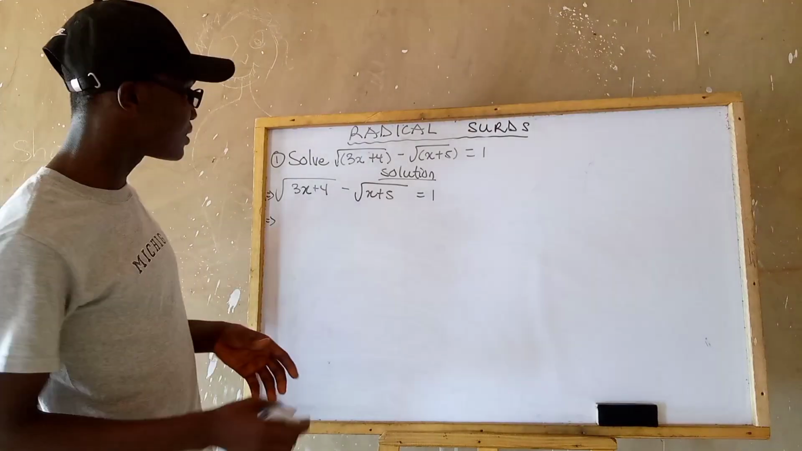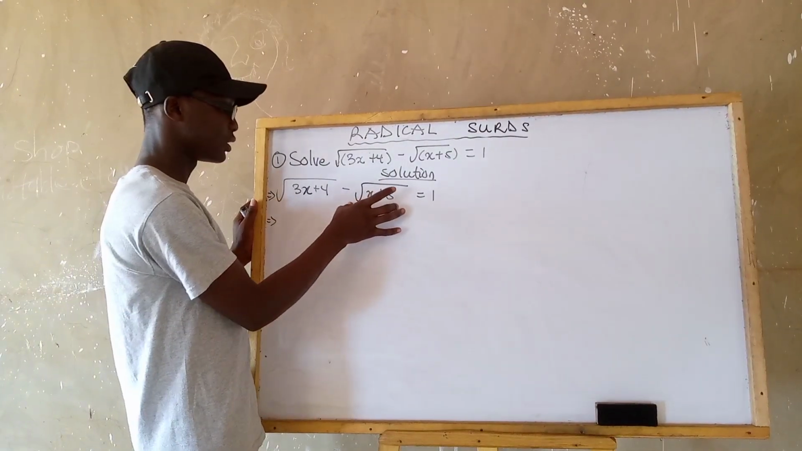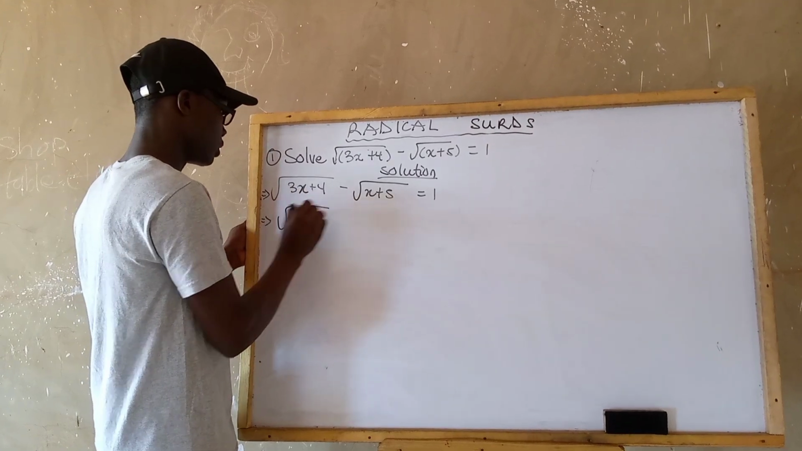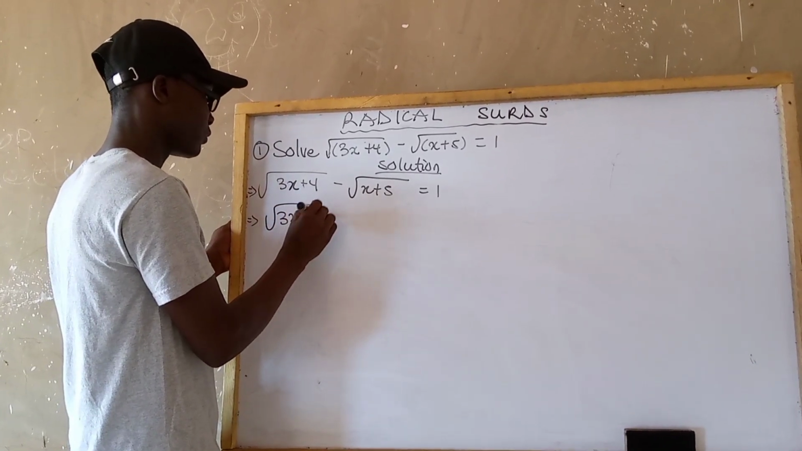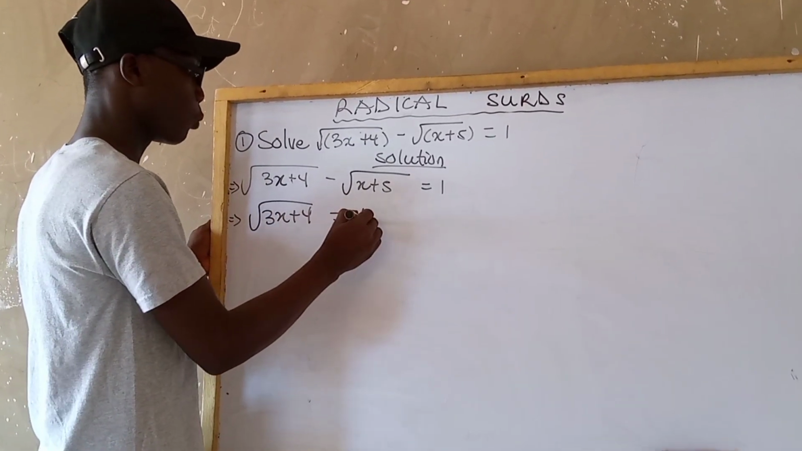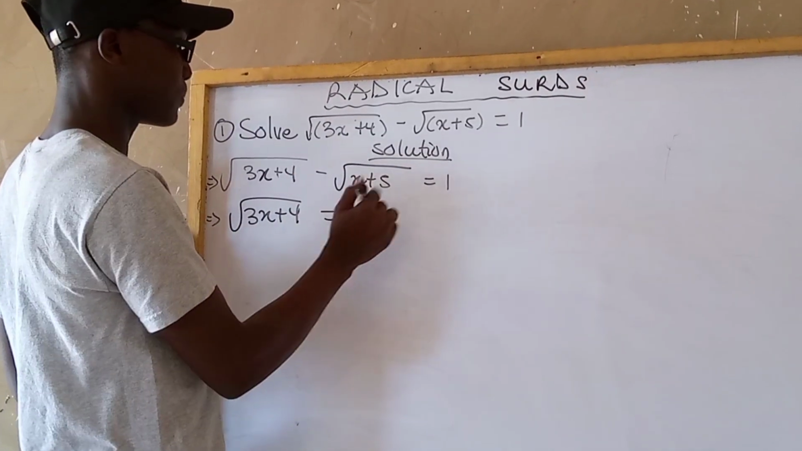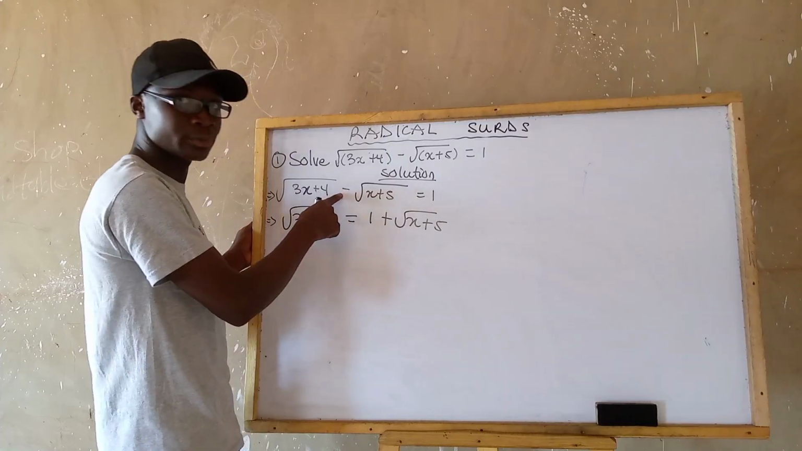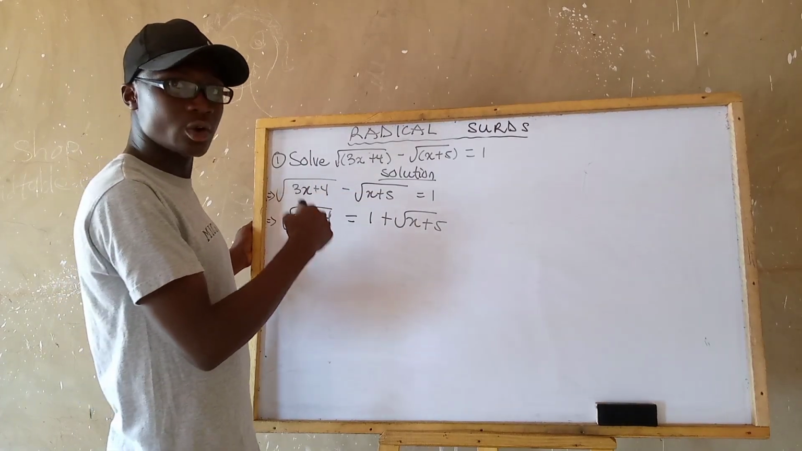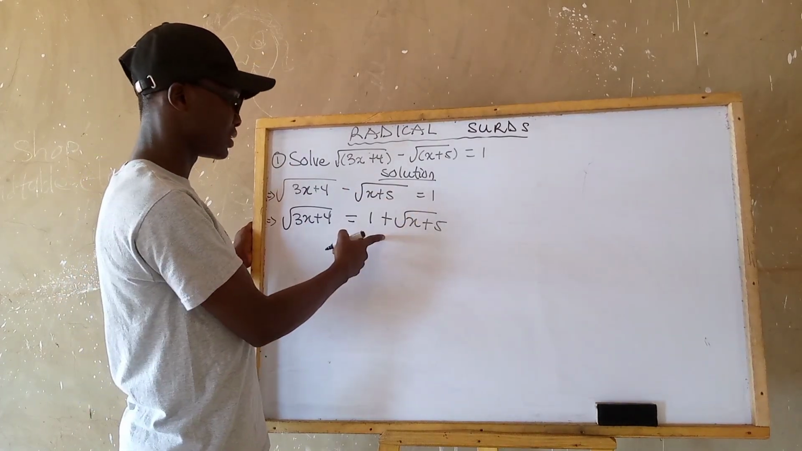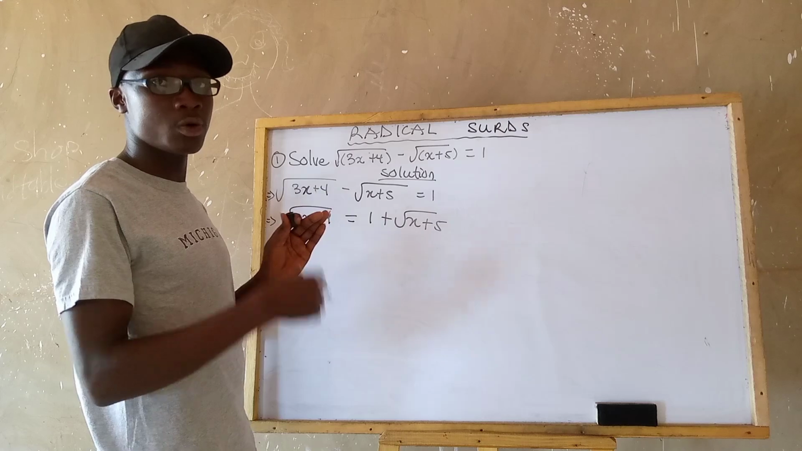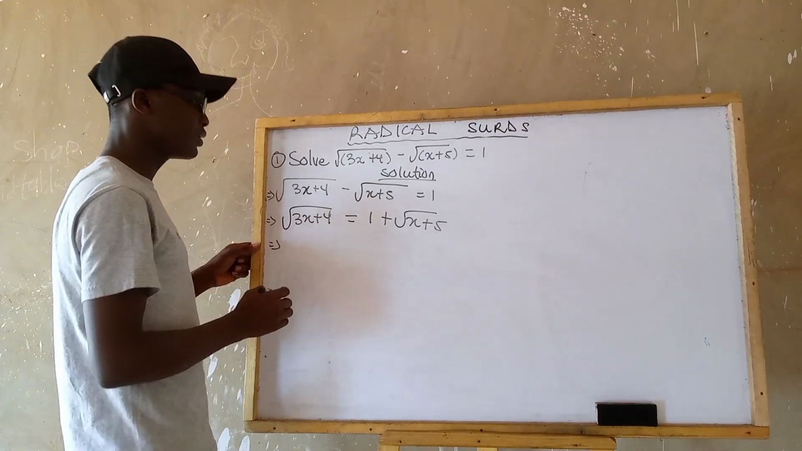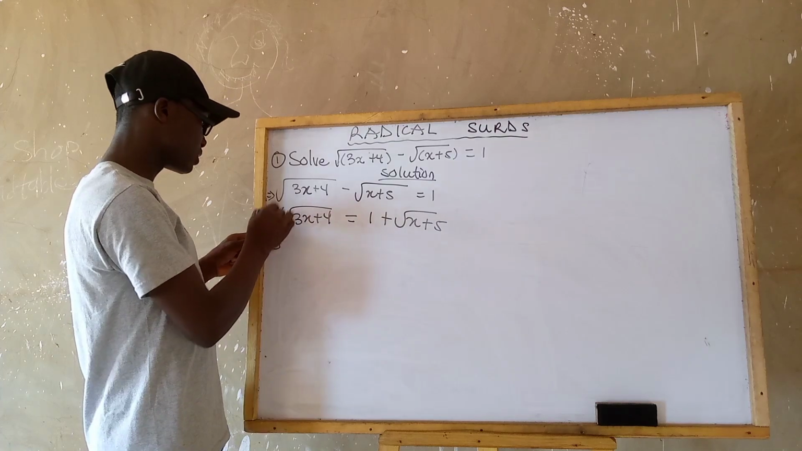So our first step is that we have to transpose this across the equal sign to get root of 3x plus 4 is equal to 1, then plus root of x plus 5 because it was minus. When minus crosses the equal sign, it becomes plus. So when plus also crosses the equal sign, it becomes minus. Then from here, you have to square both sides.